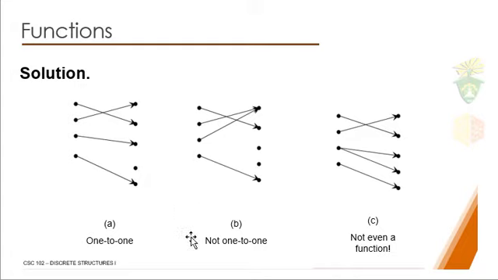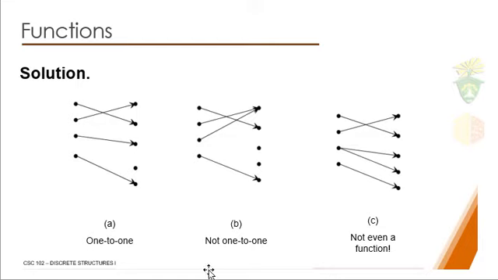Item B is not one-to-one. Kay notice, ang first or ang top element sa atong range has two pre-images, meaning naay duha ka elements sa atong domain nga naka-connect sa iya. So, dili siya one-to-one.